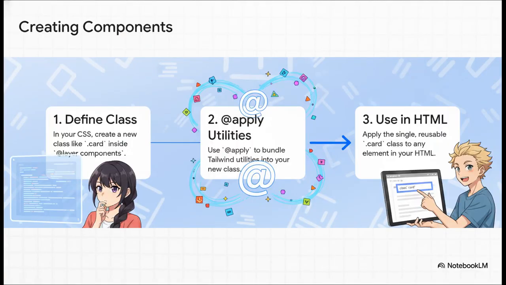Here's how it works. You can hop back into your CSS file and create a custom class, like .card. Then, using @apply, you can just bundle all those utility classes you need right into it. Now, back in your HTML, you can just use that single, clean .card class. You get the reusability and clean markup of traditional CSS, but you're still building everything with the power and constraints of the Tailwind design system. It's really the best of both worlds.